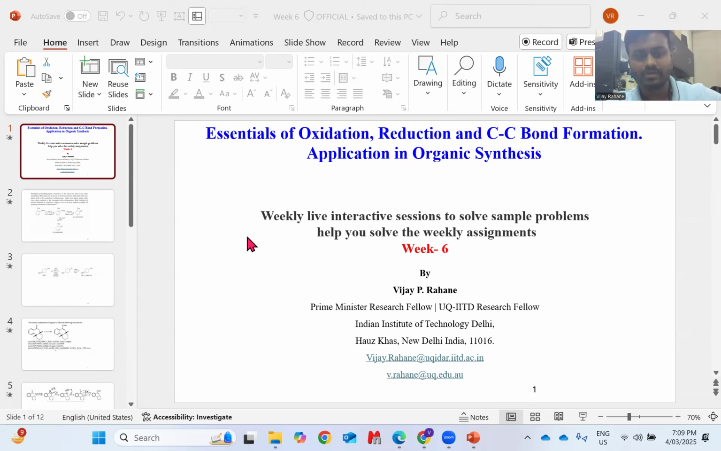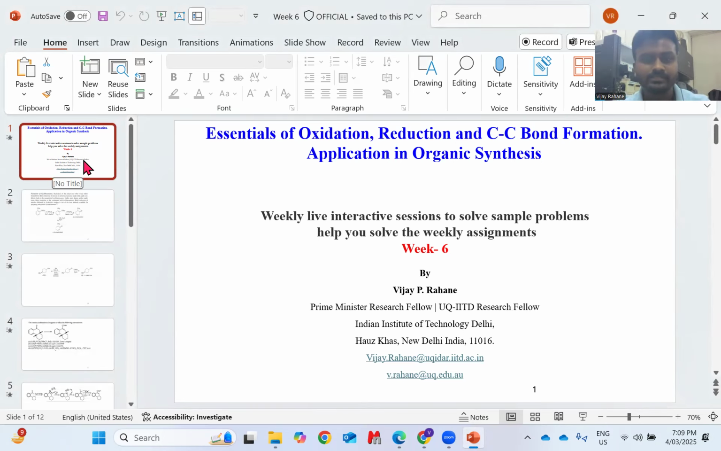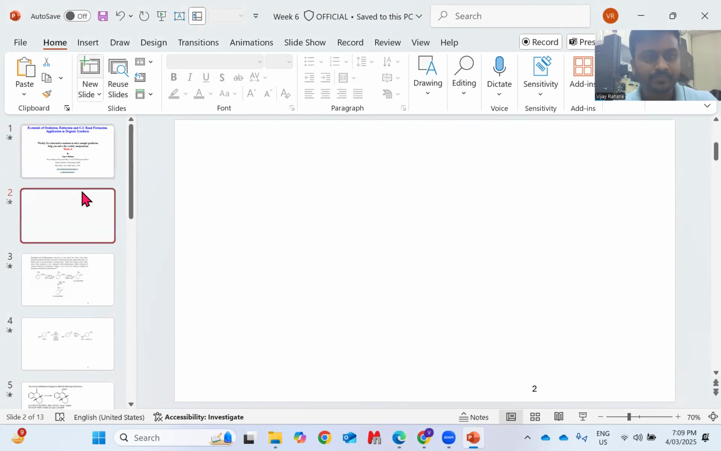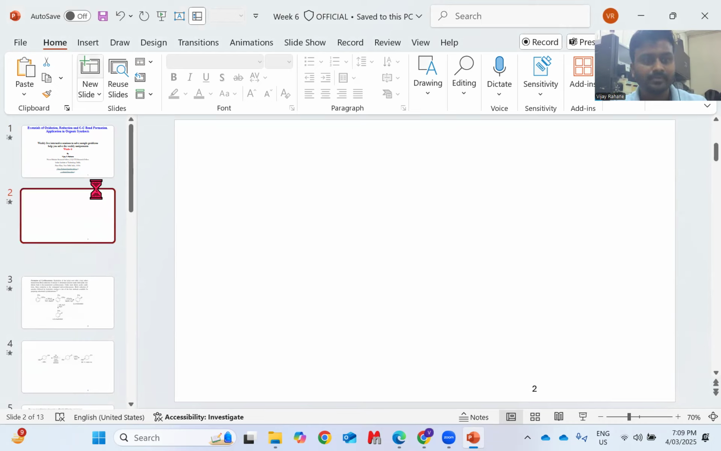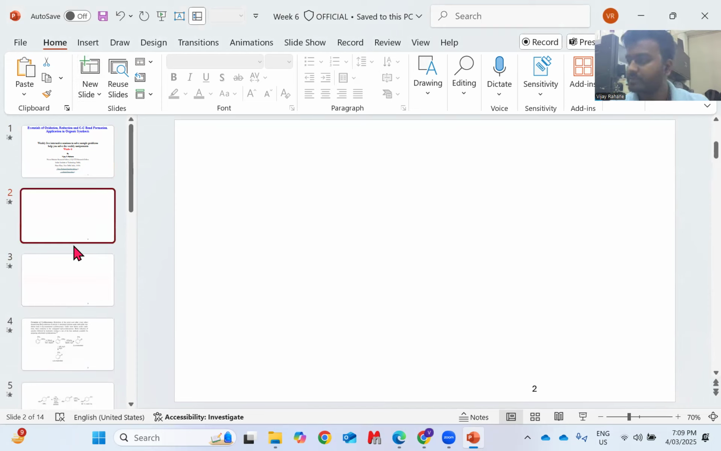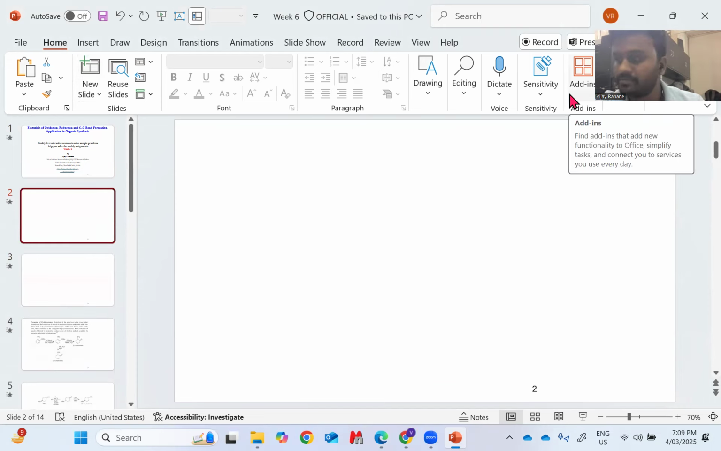reduction reactions. Actually, we have already seen a few reagents in the last week as well, and today also we'll see some common reagents. So before we start, does anyone have any problems regarding the assignment question? We will discuss that first. If you have any problem, you can add it in the comment section or just unmute yourself and tell me the problem, so we can discuss it here.